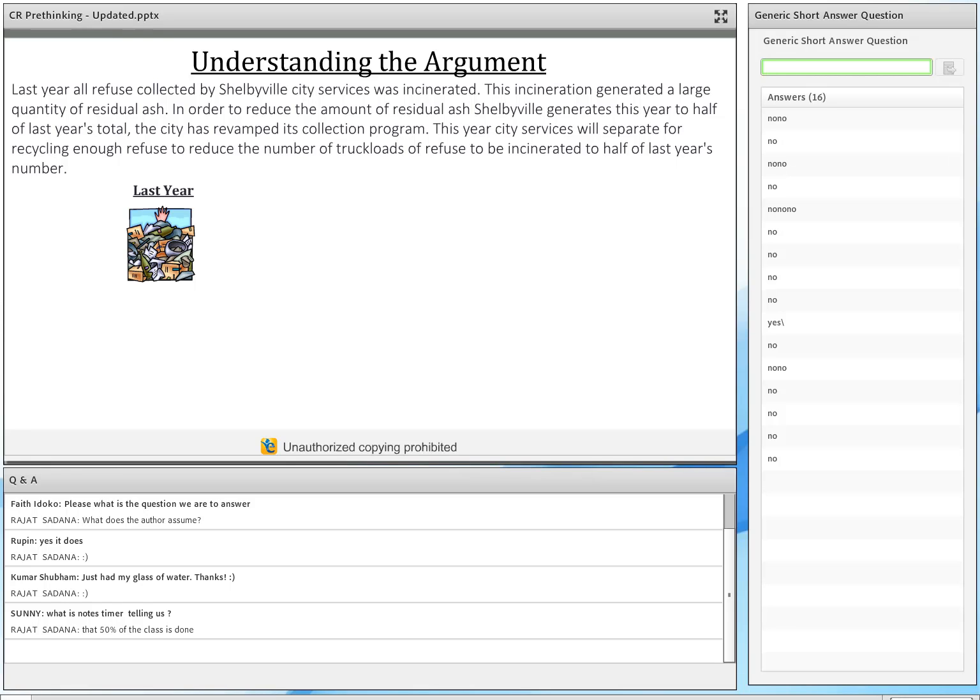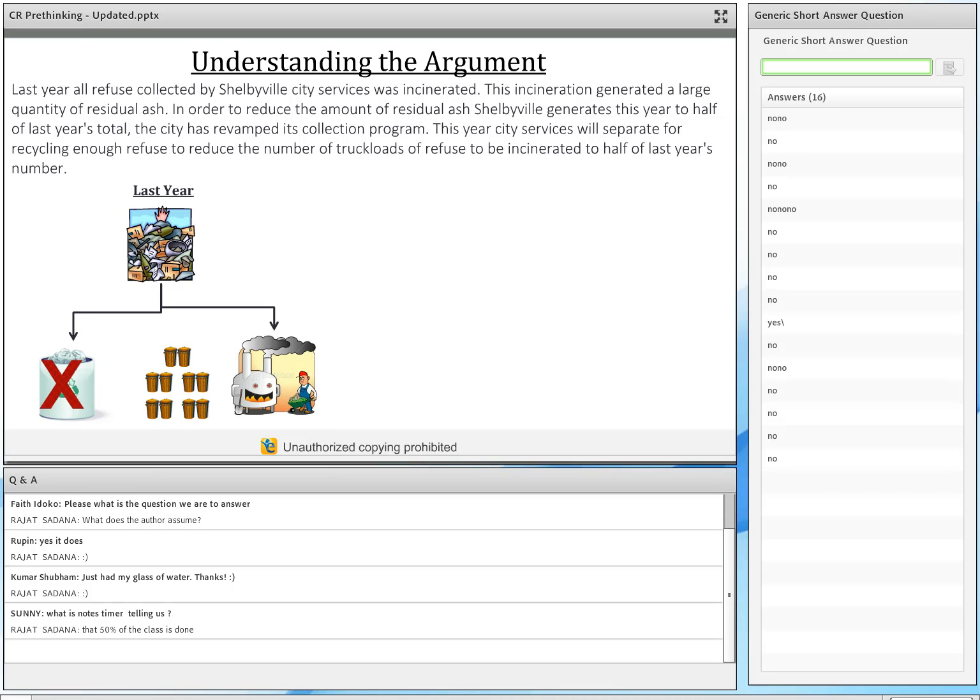Last year, we collected a bunch of refuse. We did not send anything for recycling. We actually burned everything. Okay, everything was sent for incineration. Now let's assume one trash can is equivalent to one truckload of garbage. How many truckloads did we send for incineration last year? How many truckloads did we send for incineration?